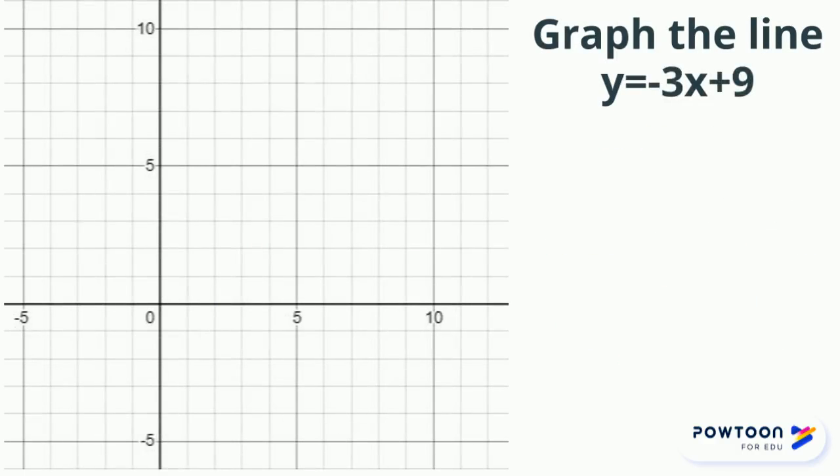So now we're going to graph the line of -3x plus 9. Again, we're going to start with finding that y-intercept first, which is the number by itself. It's 9, so we need to plot a point at 9 on the y-axis.